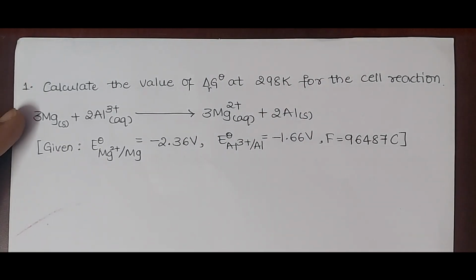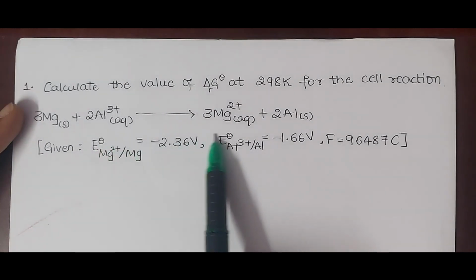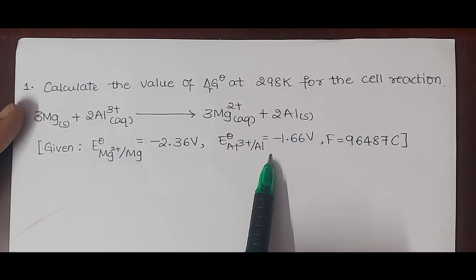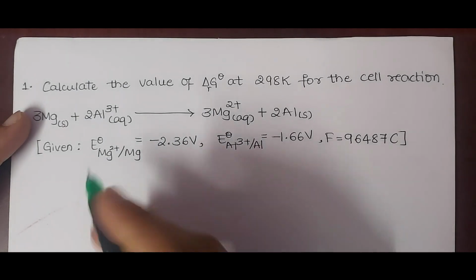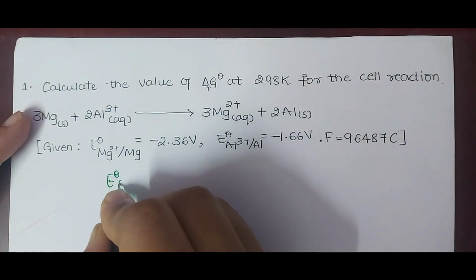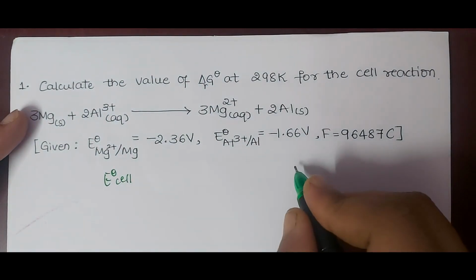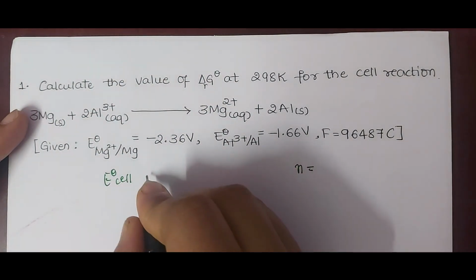at 298 Kelvin for the cell reaction. They have given this cell reaction and they have given E naught values. So why is the cell reaction given? To find out which is anode and cathode, so that we can calculate E naught of cell, and the n value also we can calculate.